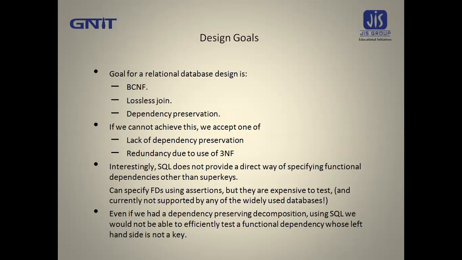Now here are the design goals. We will move forward to how to design relational databases. The goal for a relational database is BCNF, lossless join, and dependency preservation. If we cannot achieve this, then we accept 3NF, where there is a lack of dependency preservation and a little bit of scope of having redundancy due to the use of 3NF.